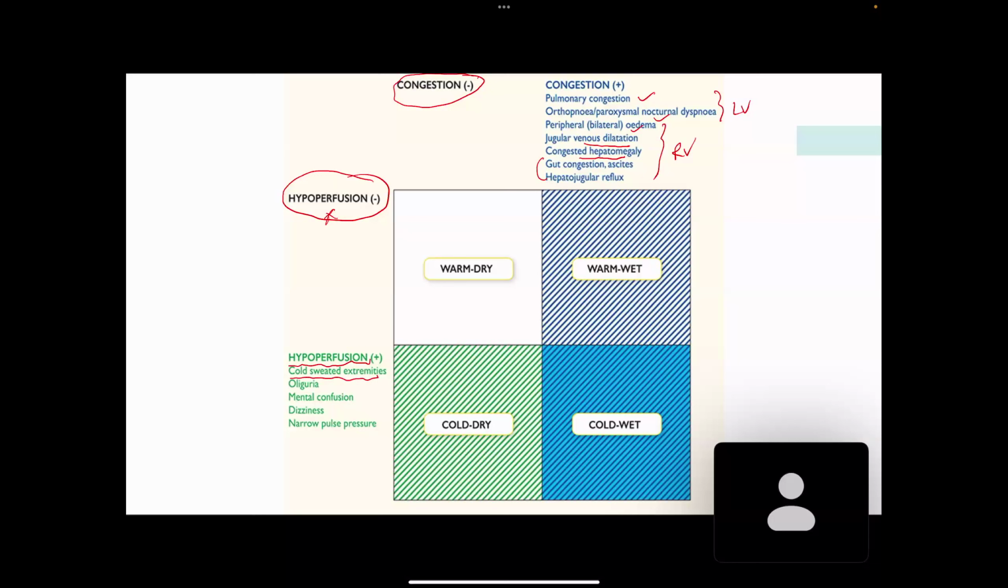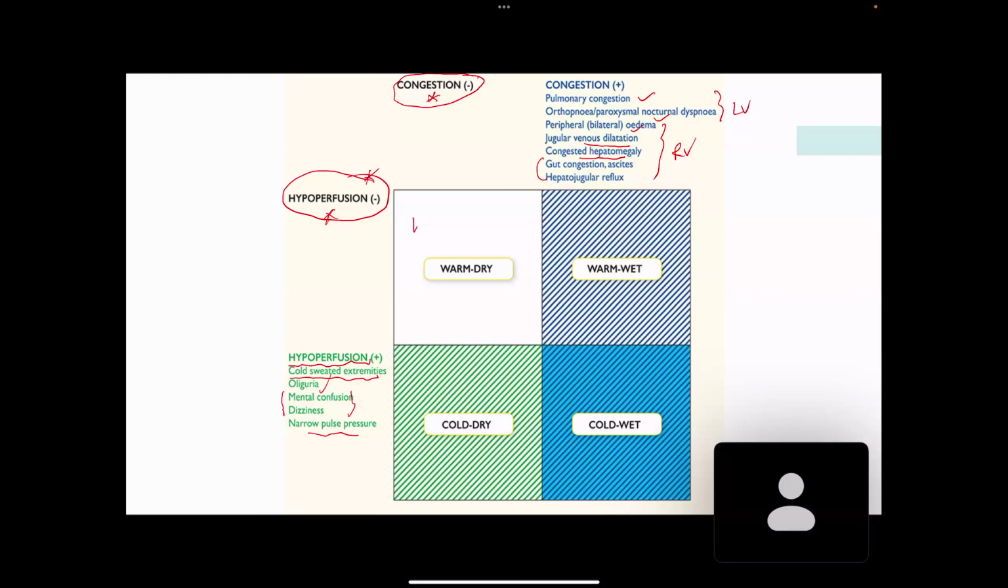If you examine, his peripheries will be cold, his pulse will be feeble, and because of decreased perfusion to the brain, he can have mental confusion and dizziness, and also decreased urine output. So after assessing the congestion status and the hypoperfusion status, we can divide him into 4 categories.